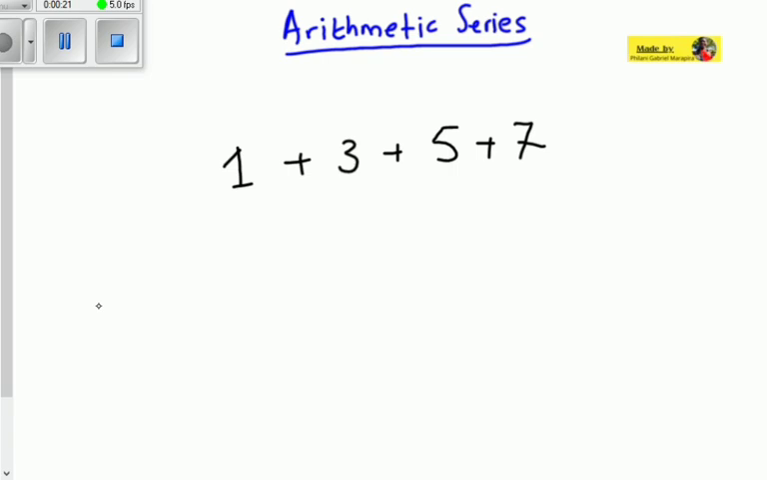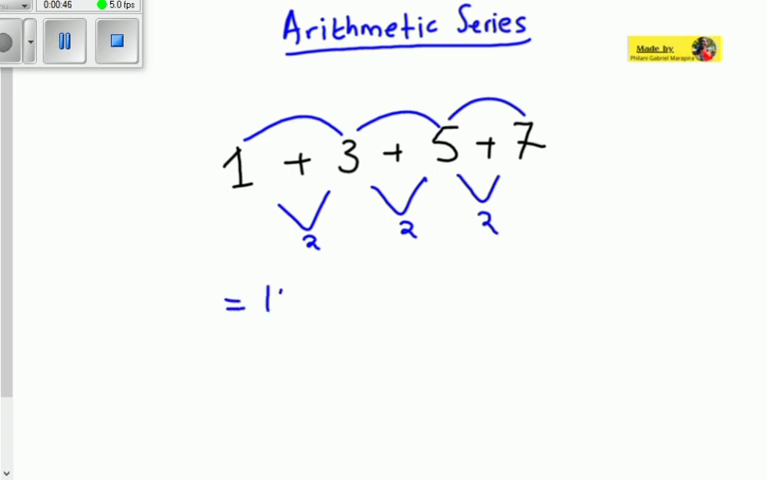It's still an arithmetic one because there's still a difference, which is 2, and that difference is common for all values. So if we were to add all the terms of this sequence, which ends at 7, we will have 1 plus 3, which is 4, 4 plus 5, which is 9, 9 plus 7, which equals 16. So the sum of all the terms in this sequence is 16.